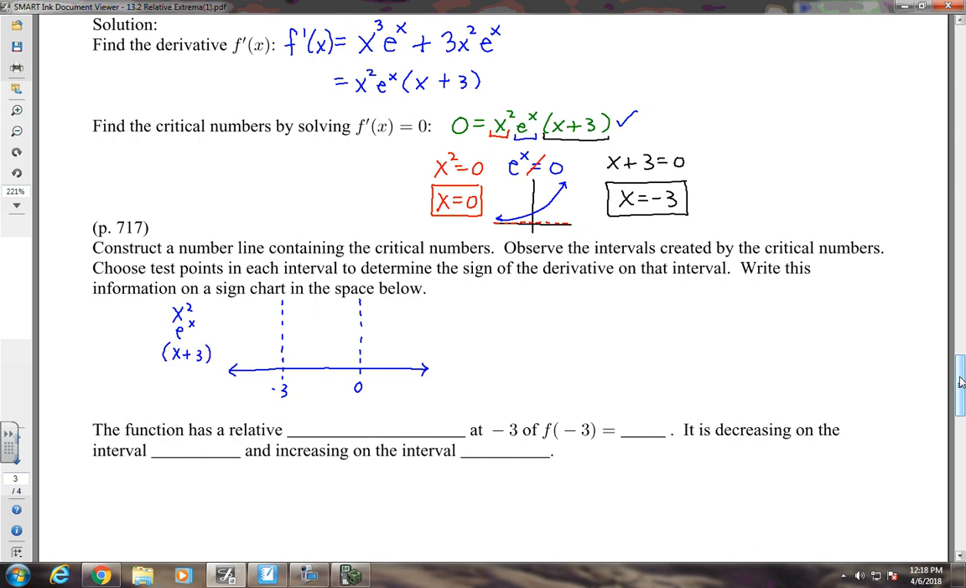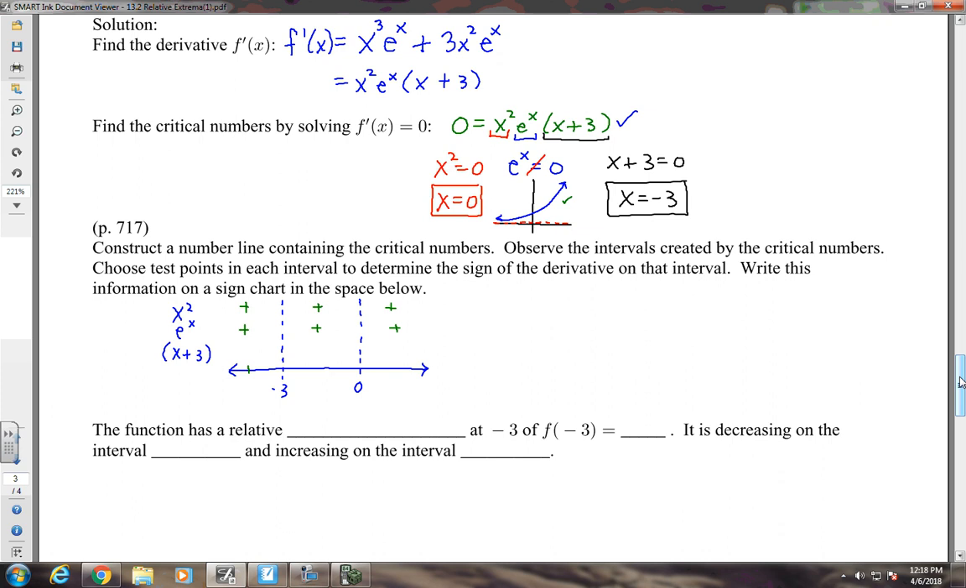Now, one of these is going to be easy to determine. Remember this e to the x graph that we're looking at? Well, it's always above the x-axis. It's always positive. So I'm not going to think too hard about that factor. I know it's positive no matter what I plug in for x. Also consider x squared. No matter what number I plug in for x, when I square it, it also is always positive. So x plus 3 is the defining factor. I'm going to determine the sign of x plus 3 on all of these intervals using test points.